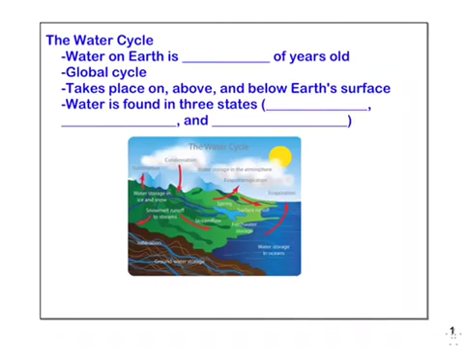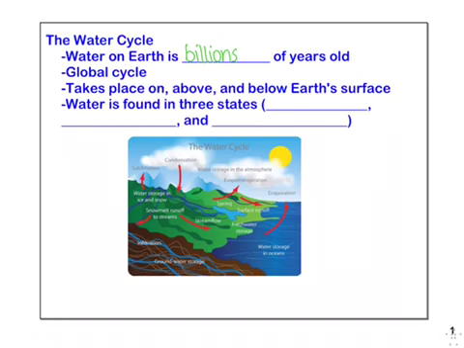Okay, so the water cycle deals with water. The water on Earth is billions of years old. I think I color-coded them, so the water cycle will all be blue. The carbon cycle will be, I think, purple, and then the nitrogen cycle is like orange.